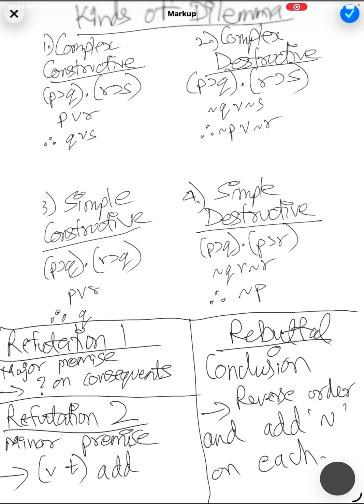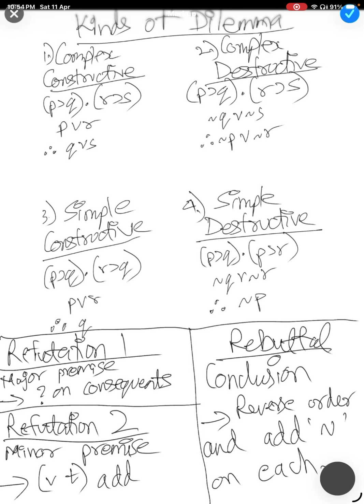Wherever there is constructive, there will be affirmation. Wherever there is destructive, there will be denial, meaning negation. So in complex destructive you have negation of the consequent in the minor, so not Q or not S, and in the conclusion you have the negation of the antecedent, not P or not R. Those three lines that I drew are the major premise, minor premise, and conclusion. That is how you write a dilemma: the major premise is a conjunction of two hypotheticals, the minor premise will be destructive, and the conclusion will also be destructive. So this is complex constructive and complex destructive.